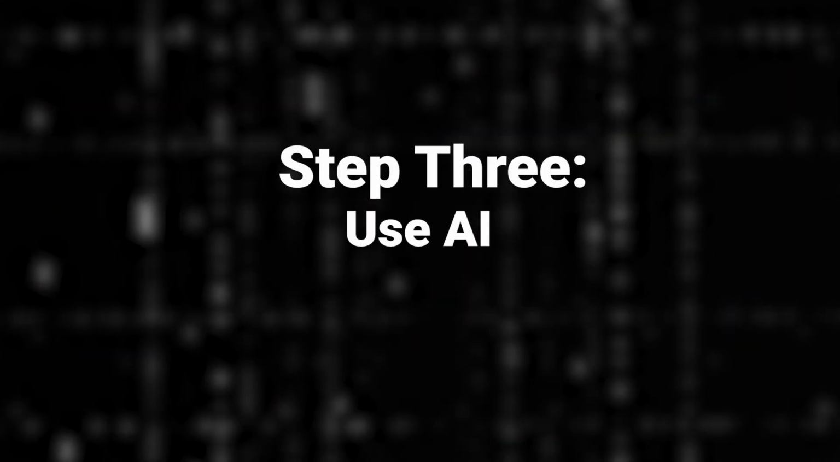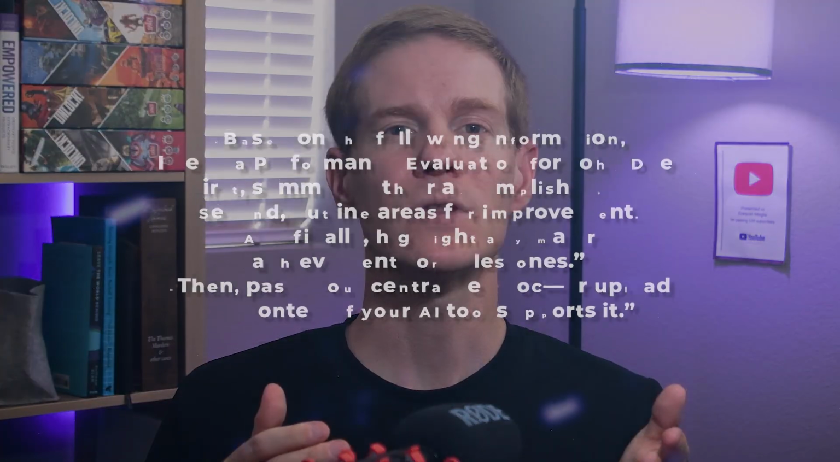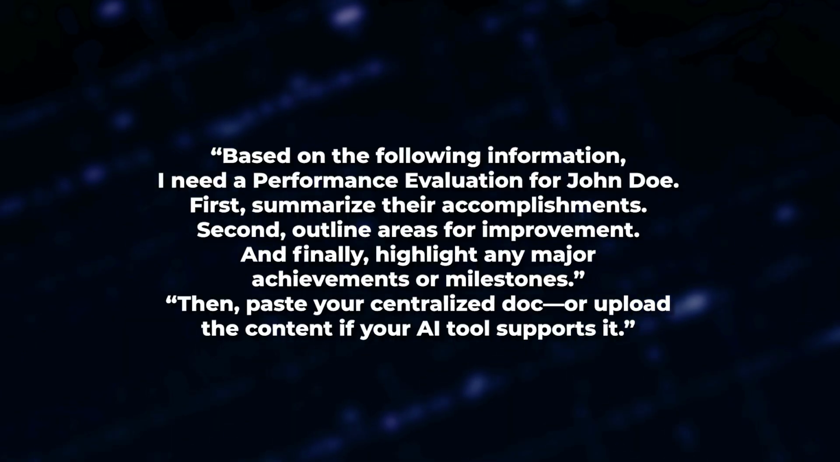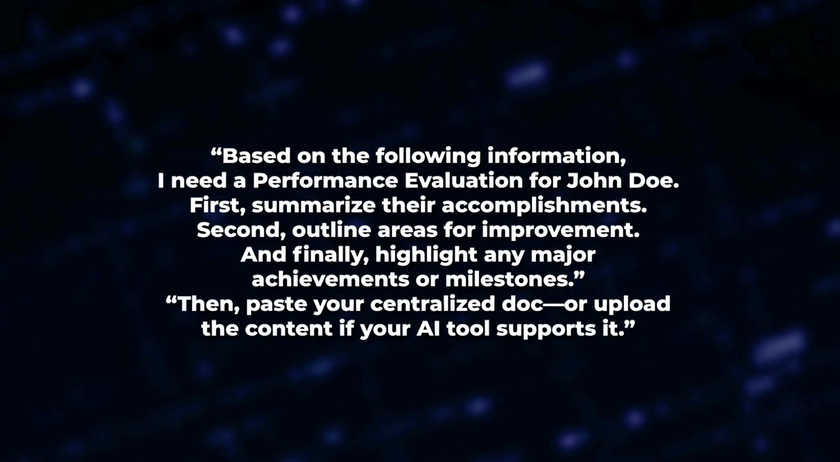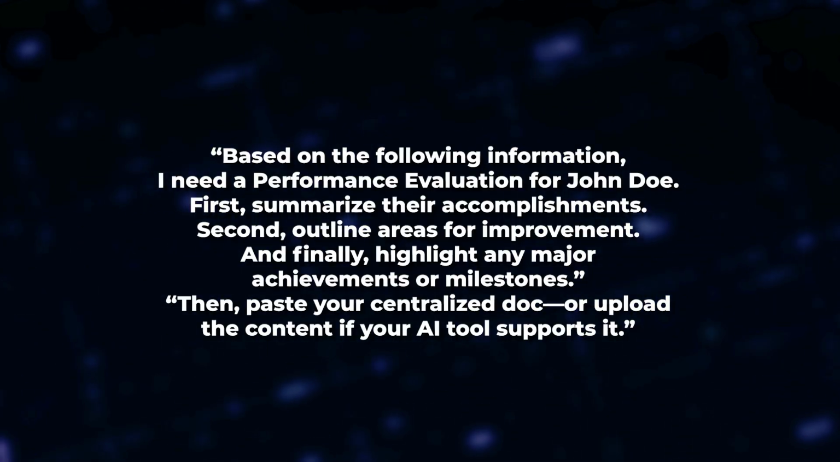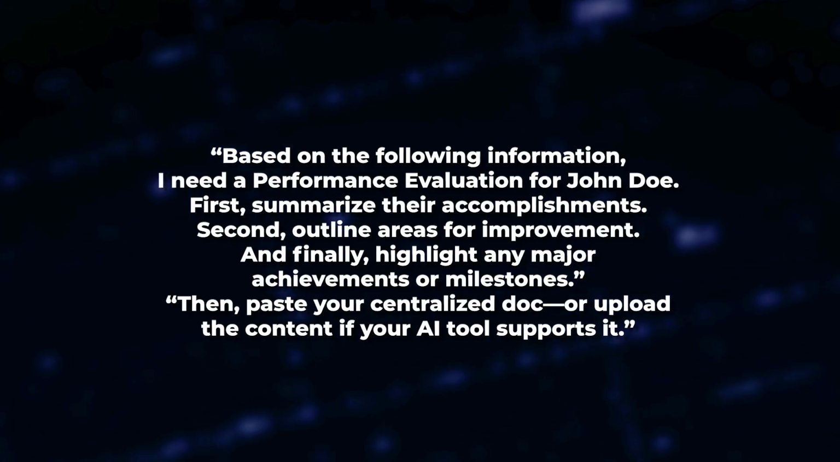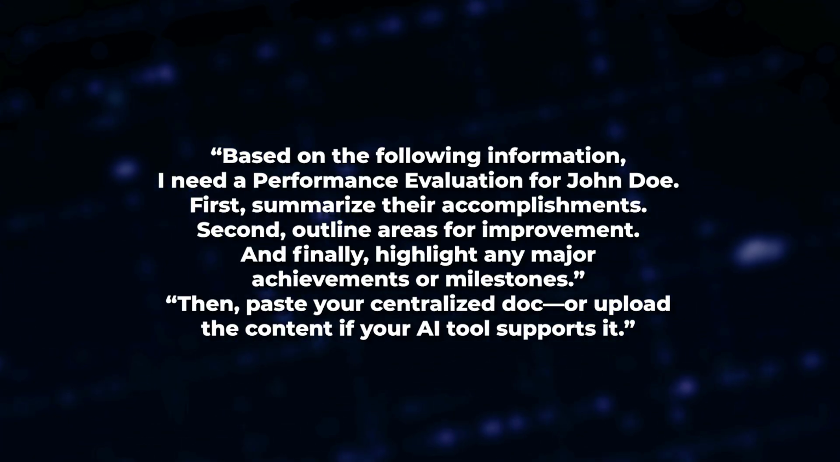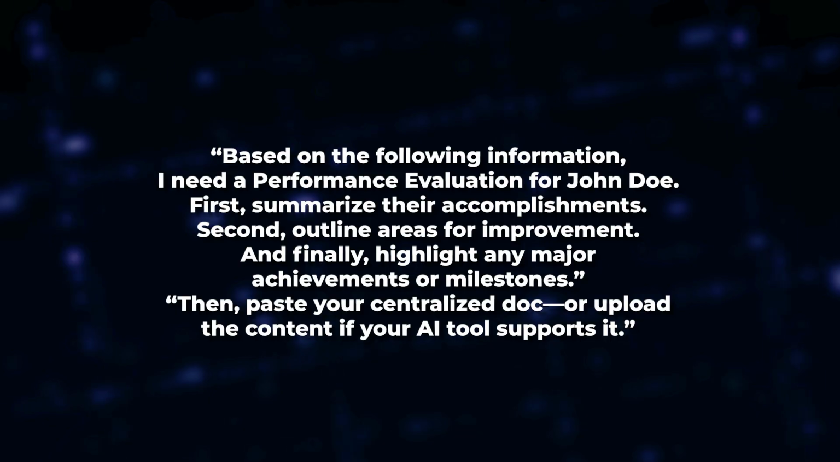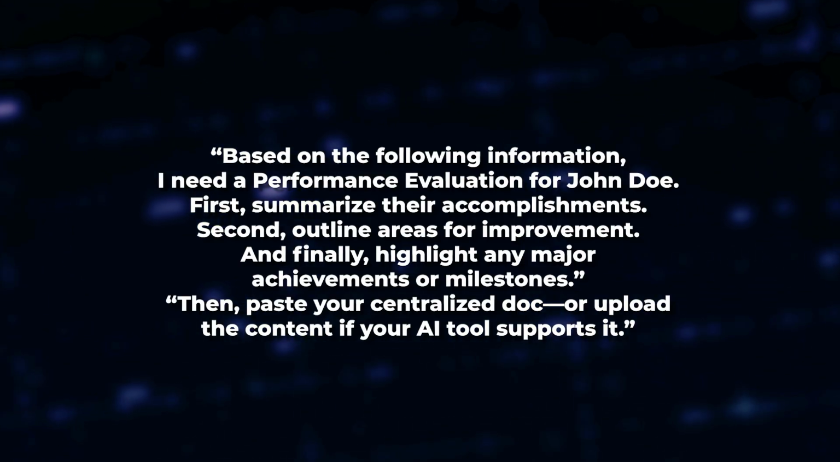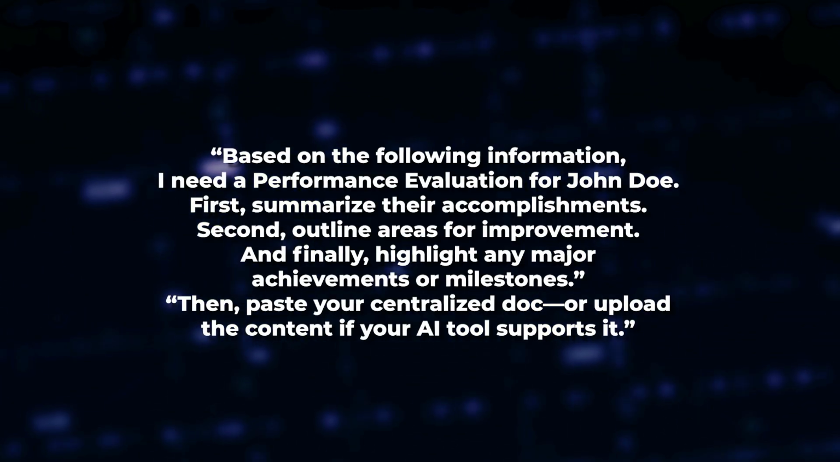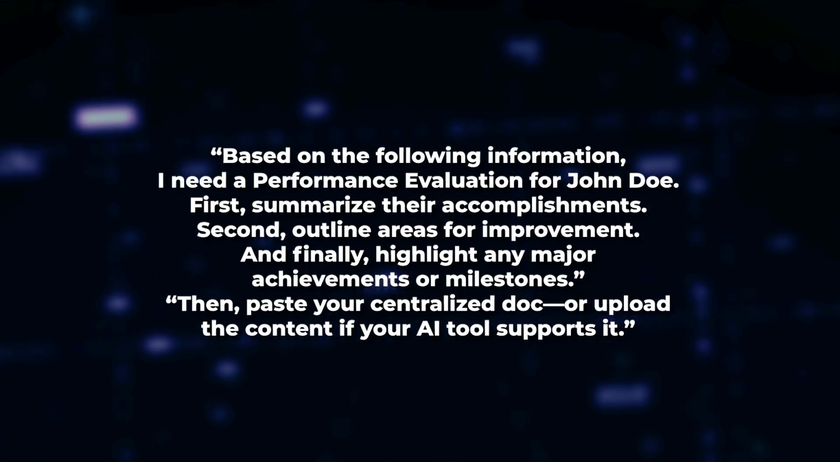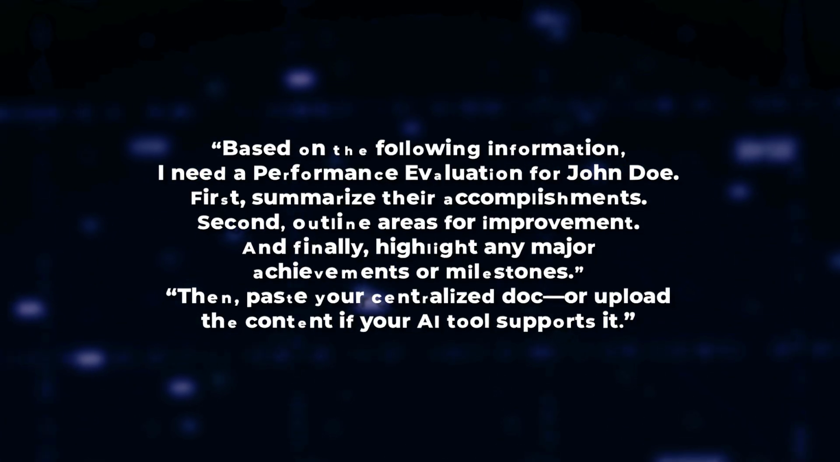Now that you have everything in one place, you can use AI to help you create a strong first draft. Here's the exact prompt I use: Based on the following information, I need a performance evaluation for John Doe. First, summarize their accomplishments. Second, outline areas for improvement. And finally, highlight any major achievements or milestones. Then, paste everything you have in the centralized doc, or upload the content if your AI tool supports it.